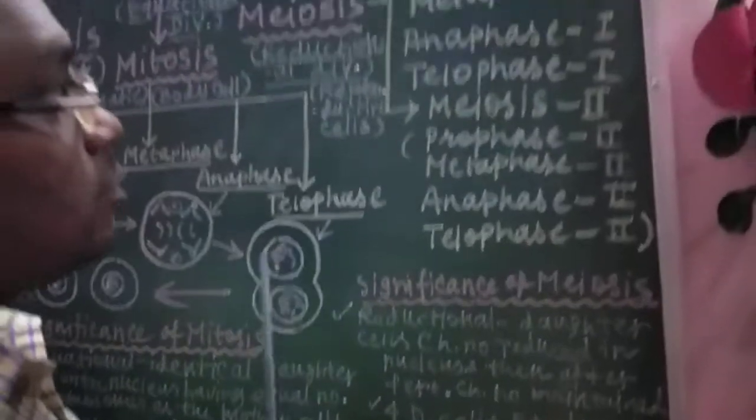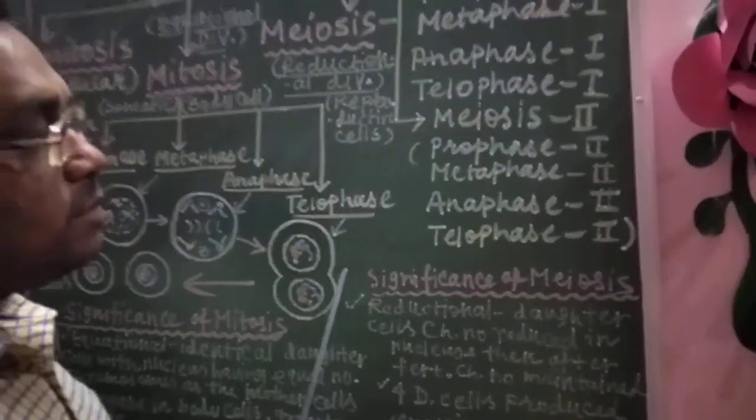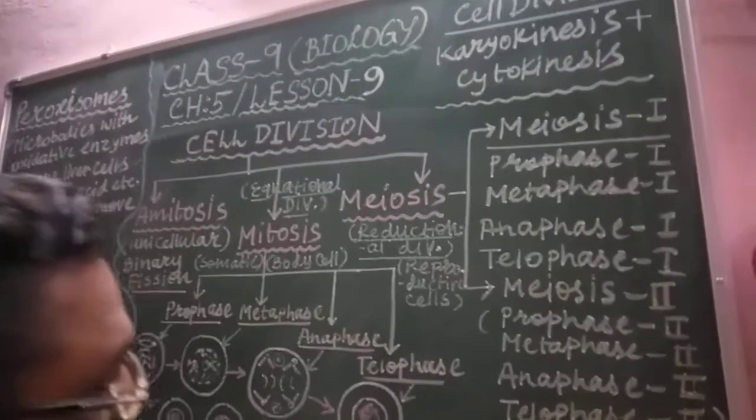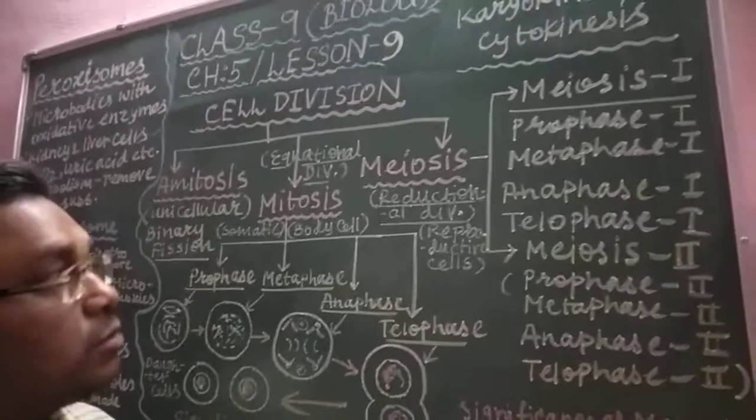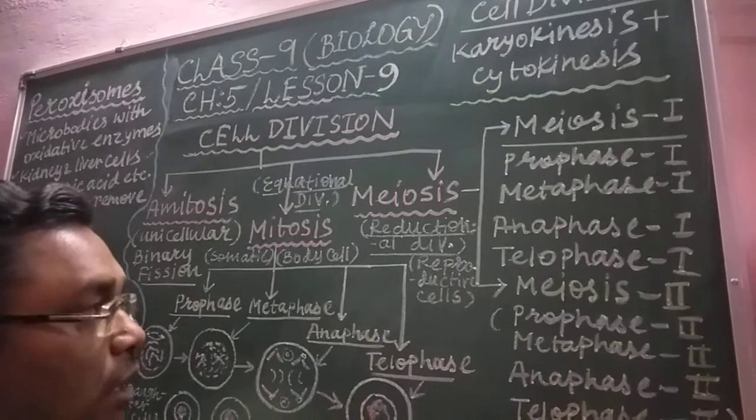So you can find out the differences between mitosis and meiosis easily from this description. So here we are coming to the end of the discussion about chapter 5.